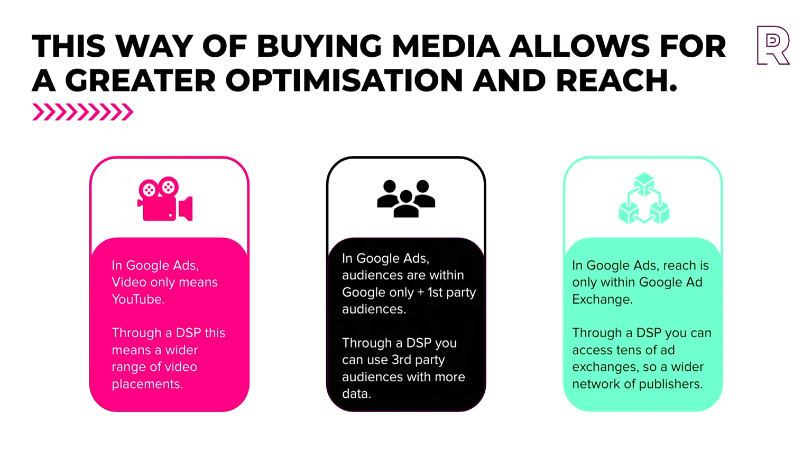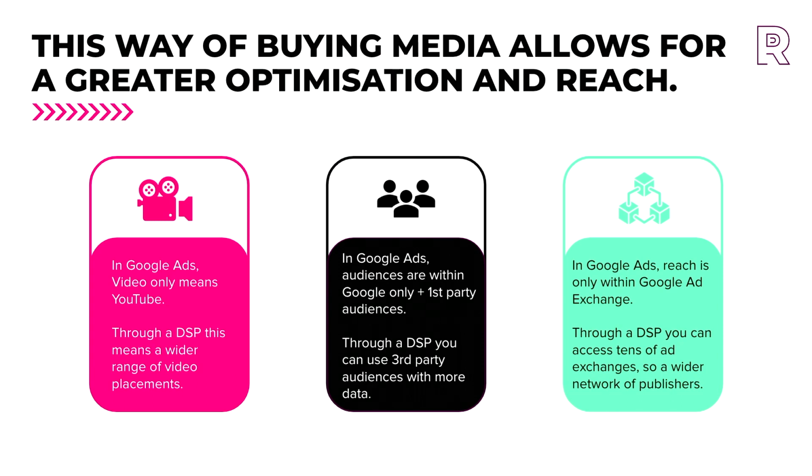So, for example, where brands might be focusing more on Google products, and that's just within Google Ads. And in those instances, if you're using Google Ads, video means YouTube. So if you're targeting YouTube through there, what you're doing with the DSP is you're accessing a wider range of video placements through different publishers.